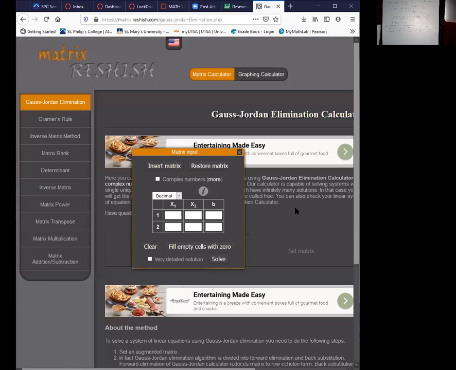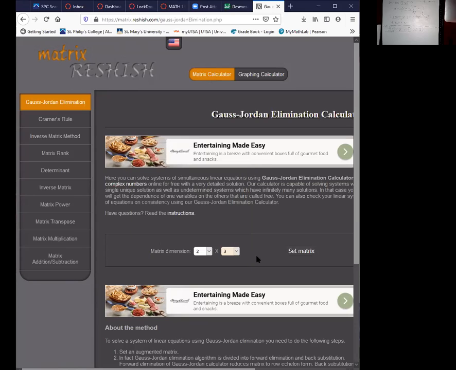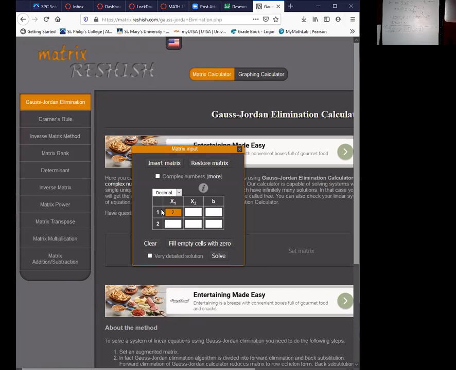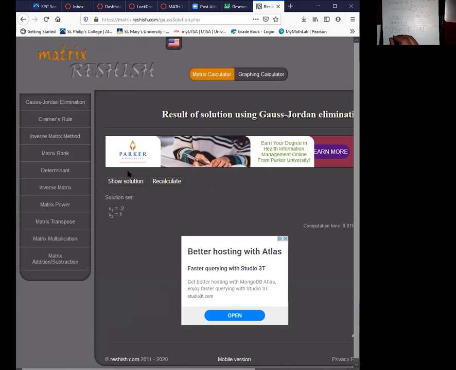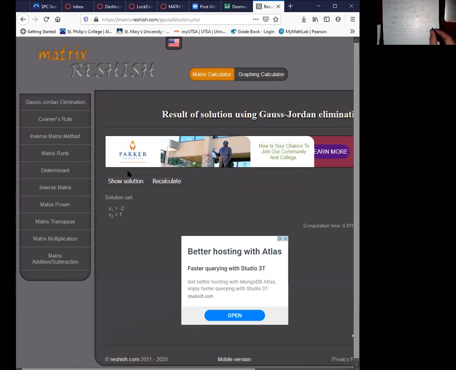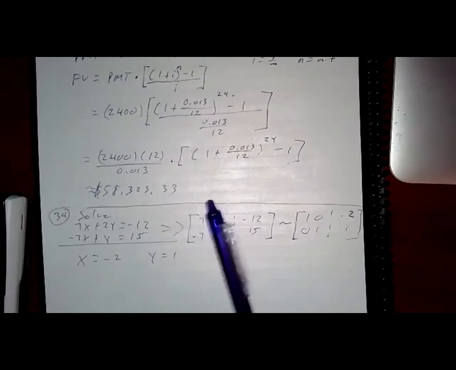All right, so this is a 2 by 3, or 2 rows in our matrix, 3 columns. So set the matrix: 7, 2, negative 12, negative 7, 1, 15. And then just solve it. So x1, which is x in our case, is negative 2, and y is 1. This would be solved as 1, 0, 0, 1, and it would give you negative 2 and 1 right here. That's how your calculator would show it, or if you use matrices by hand, you'd end up there.